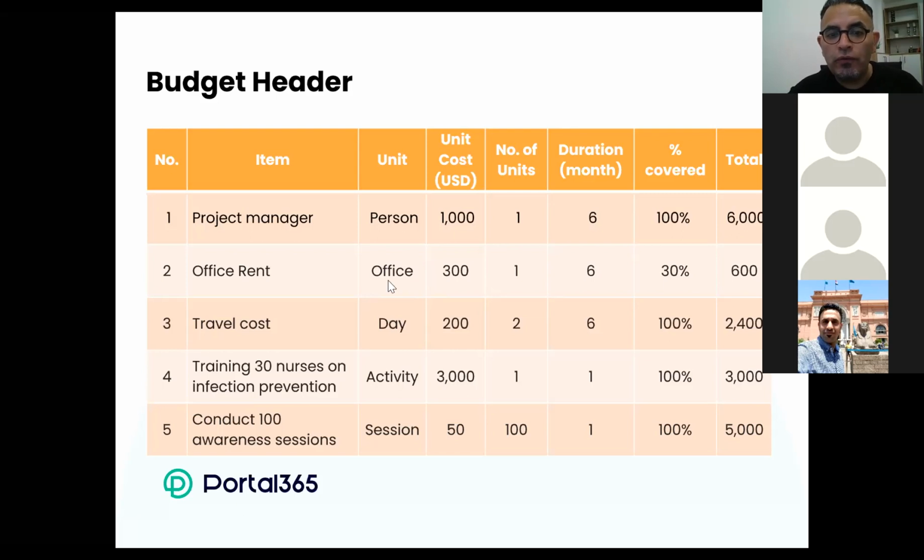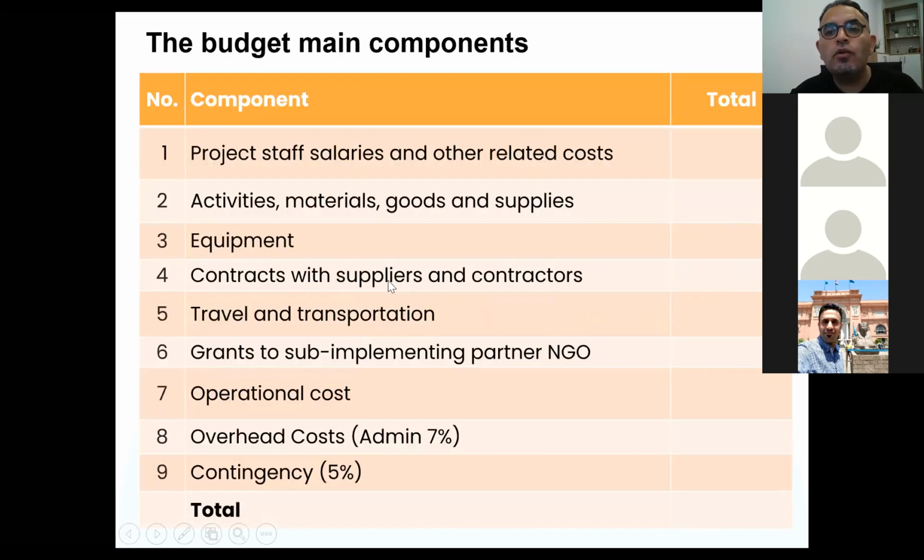Let's go for the other activity. So here, for example, we have many components. The budget has many components for every proposal. You need to expect that you can cover the project staff, so the staff salary. Some donors name this component project staff, or you could name it HR, human resources. So this is the human resources, the staff salaries and other related costs.